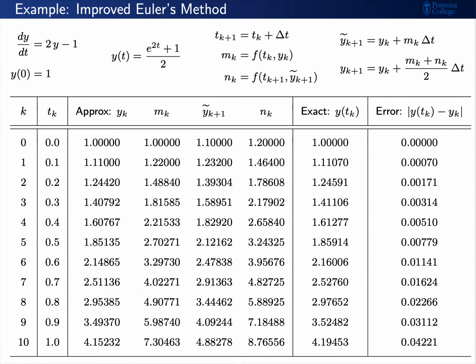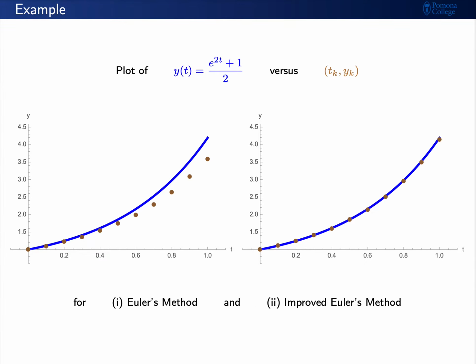In fact, you can put all of this together to take a look at the graphs. Here, the blue lines will be the plot of the actual solution, y of t is e to the 2t plus 1 over 2, versus the gold dots, which would be either coming from Euler's method, that's what you see on the left, or the improved Euler's method, this is what you see on the right.